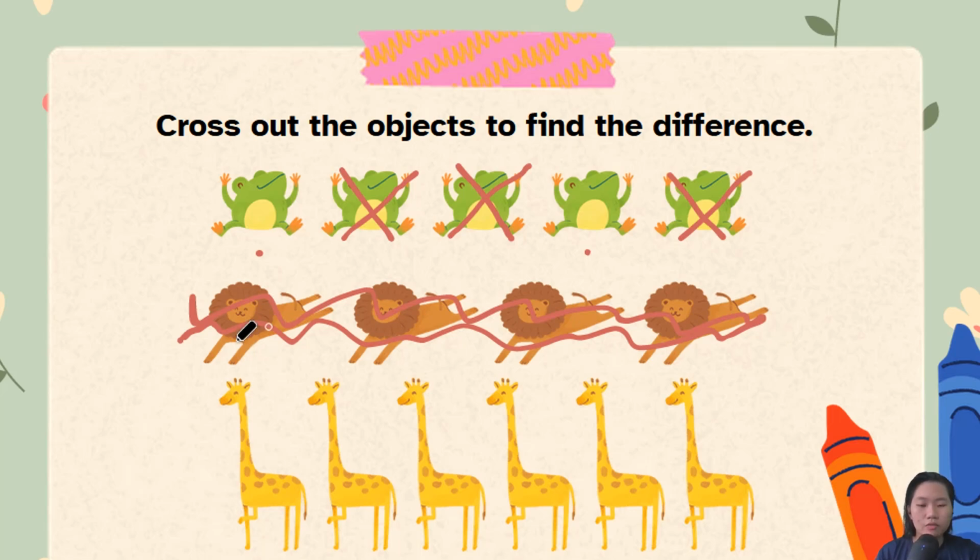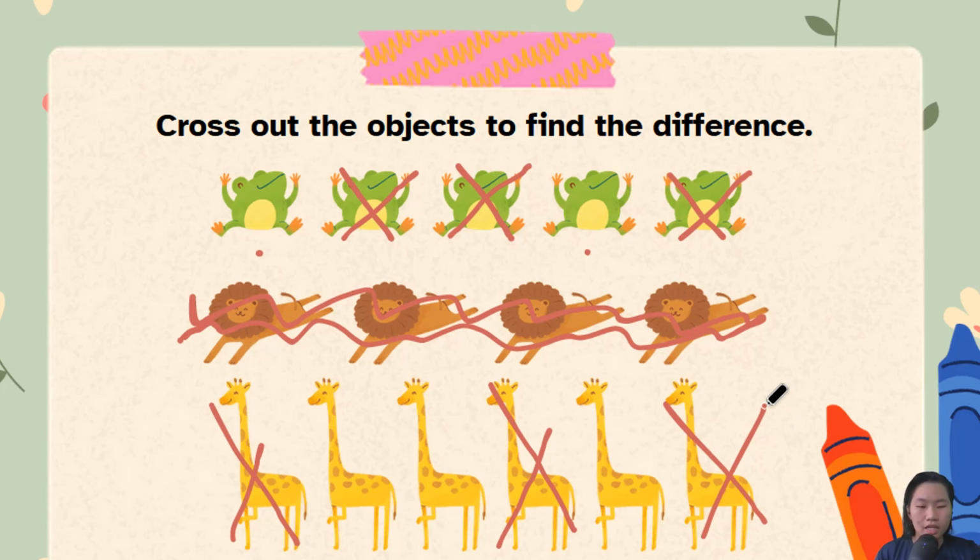Now, how many giraffes do we have? 1, 2, 3, 4, 5, and 6. I'm going to start crossing out some. I'm going to cross this one out, this one, and this one. Yeah. So I'm just going to cross out 3. What is 6 minus 3? We've talked about this before. 6 minus 3. Well, if you look at the picture, it's very easy to say we only have 3 left.